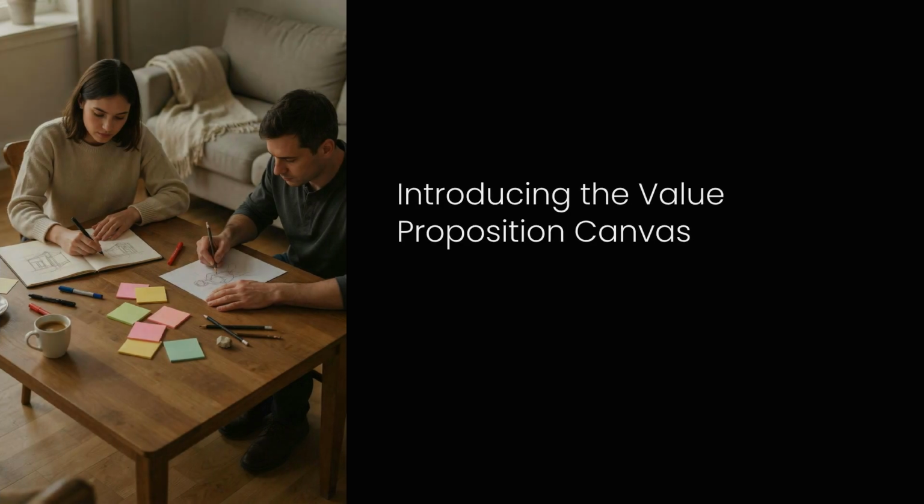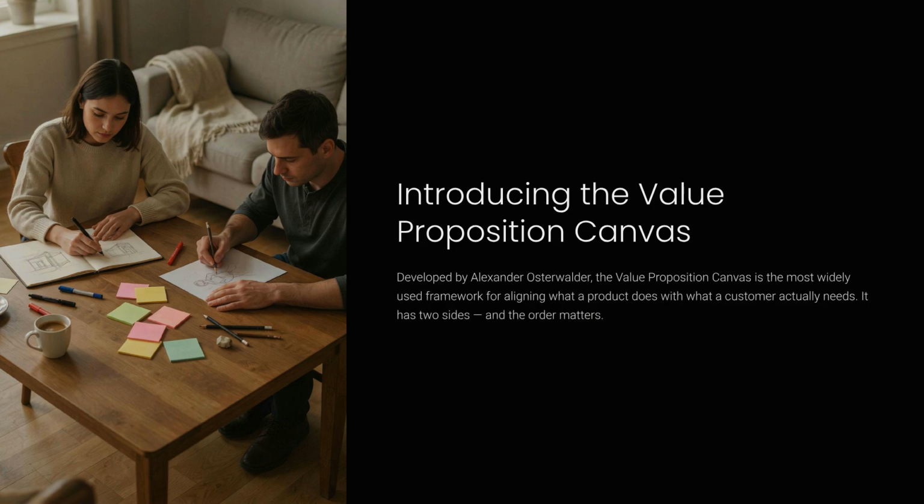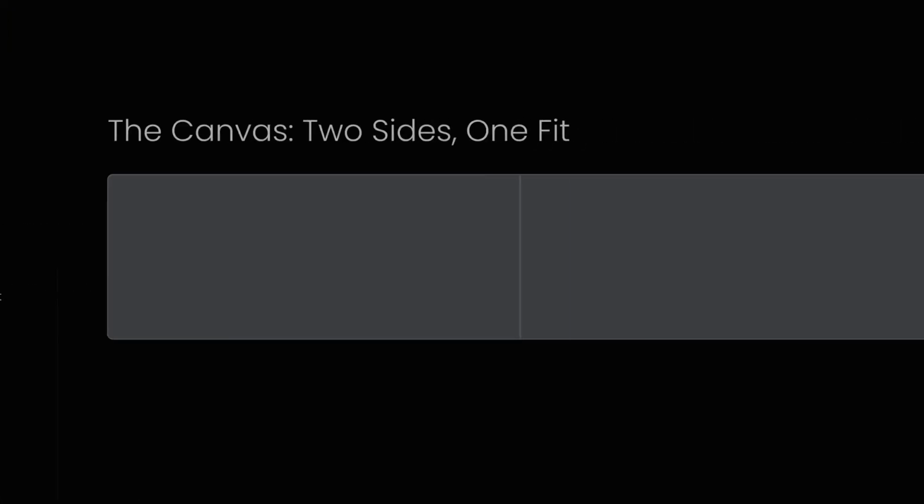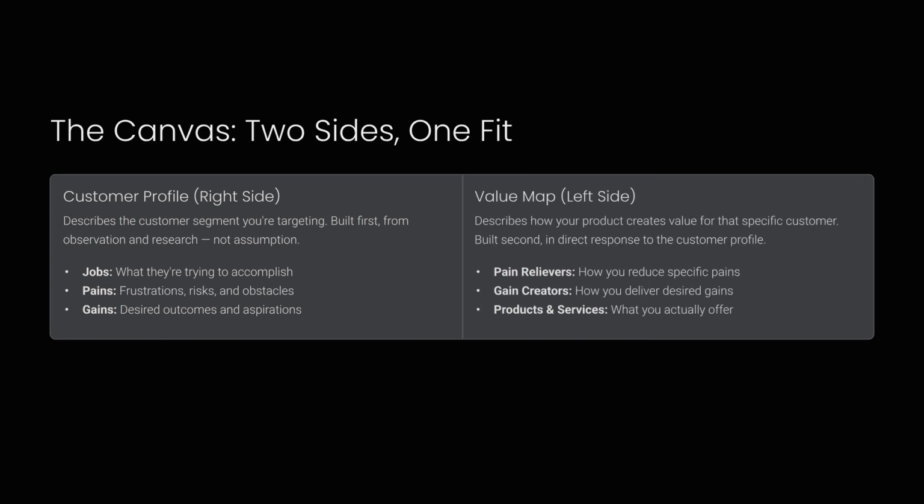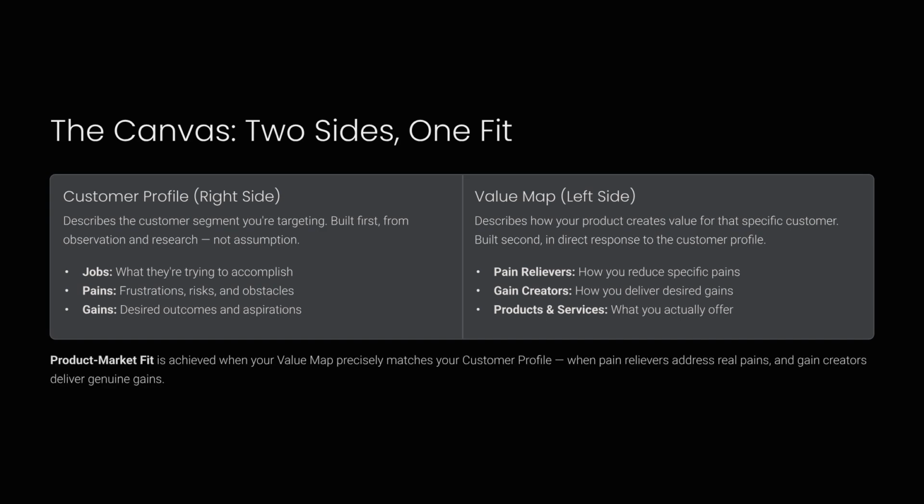To help with this, we introduce the Value Proposition Canvas. Developed by Alexander Osterwalder, it is the standard framework for aligning product features with actual customer needs. It has 2 sides, and the order in which you use them matters. The canvas has 2 main parts: the customer profile on the right, which you build first through research, and the value map on the left, which you build second. Product market fit occurs when your value map matches the needs identified in your customer profile.